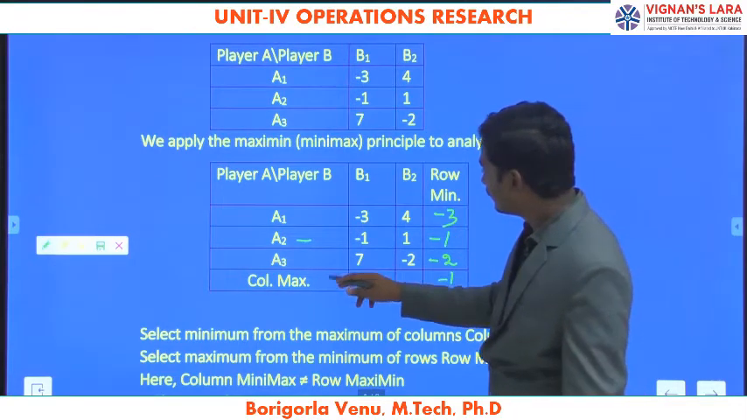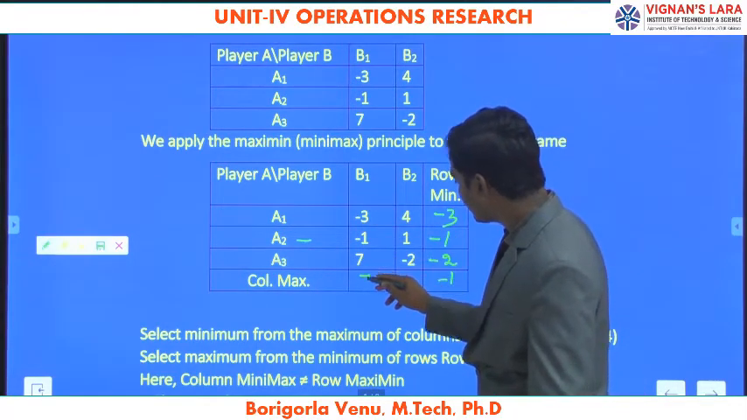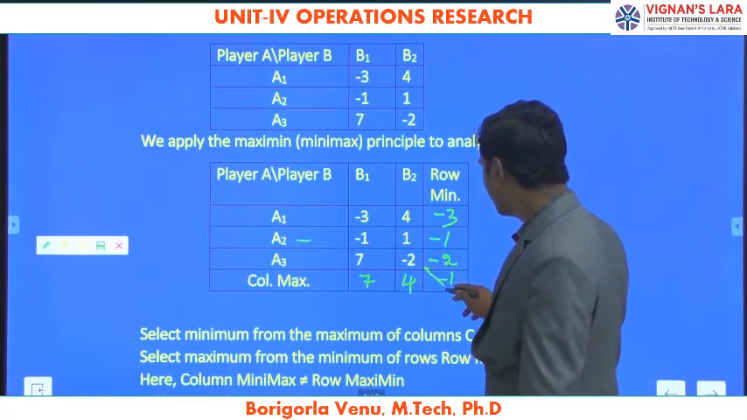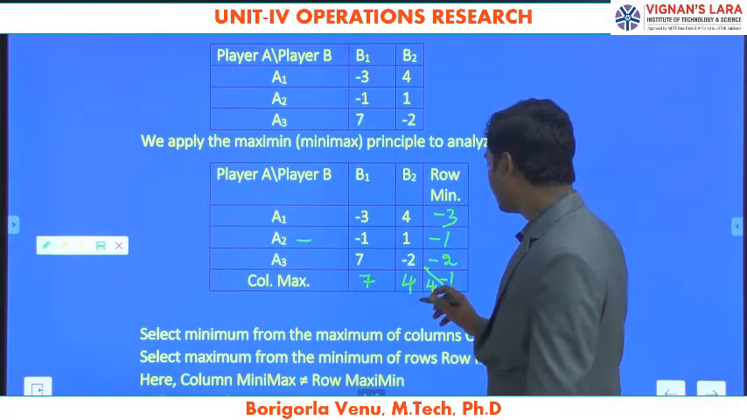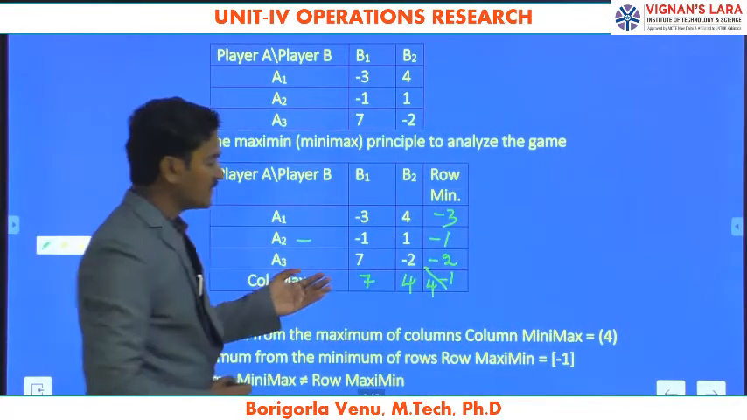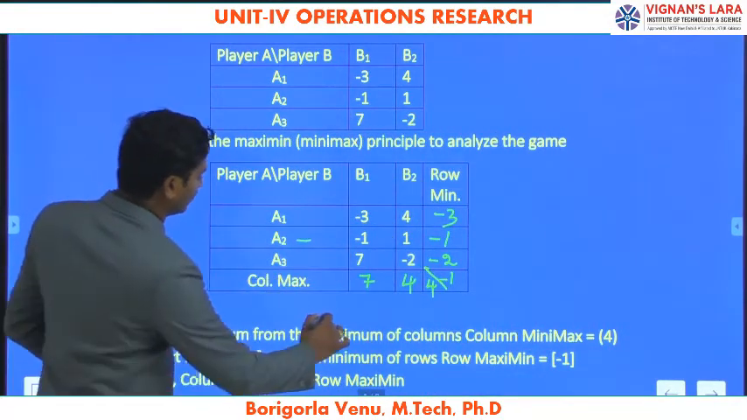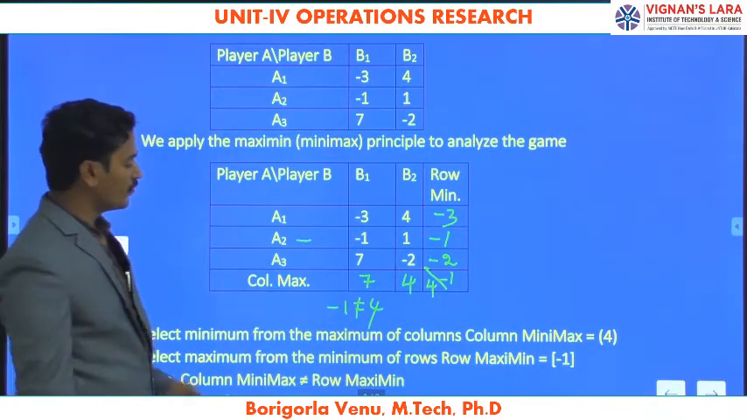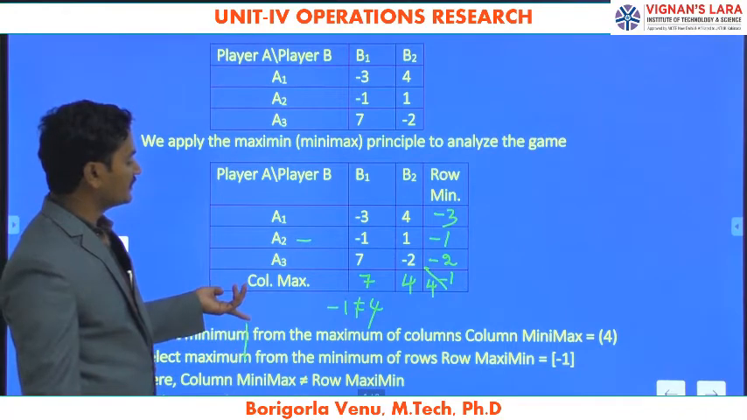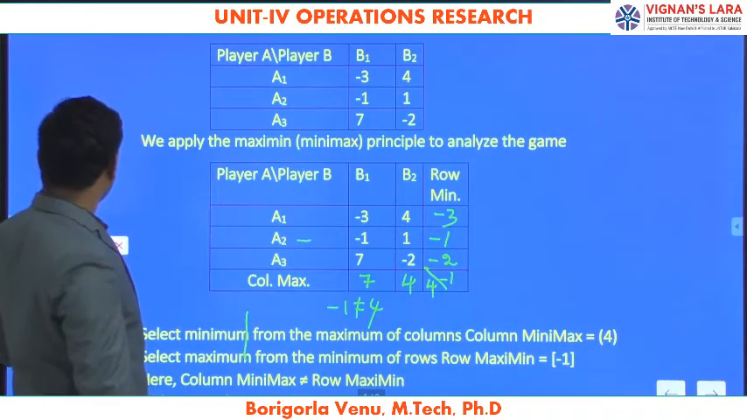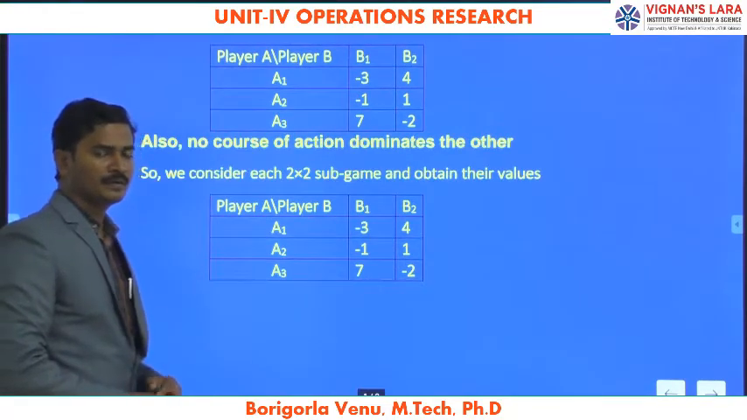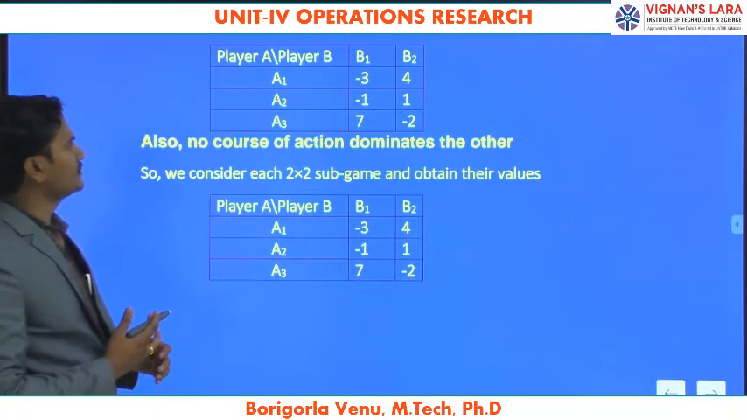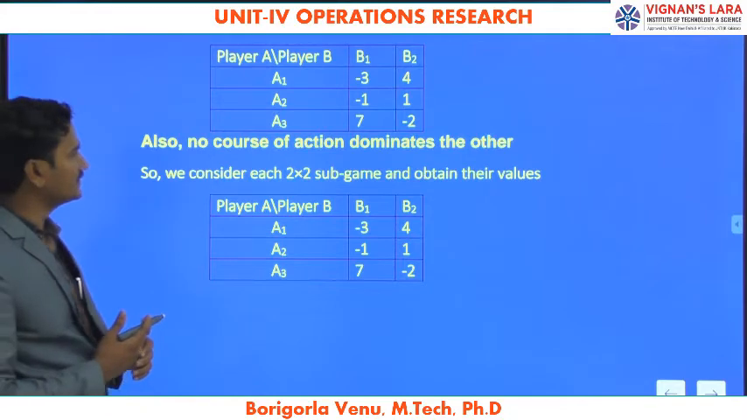Next, coming to the column maximum: in this column the maximum value is 7 and here the column maximum is 4, and from these the minimum is 4. So the maximin and minimax are not equal: minus 1 is not equal to 4. So the saddle point doesn't exist. Now we are going to reduce the size of the matrix by using the dominance principle, because the saddle point doesn't exist.